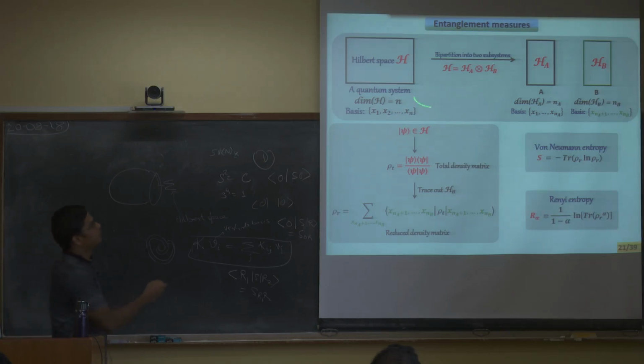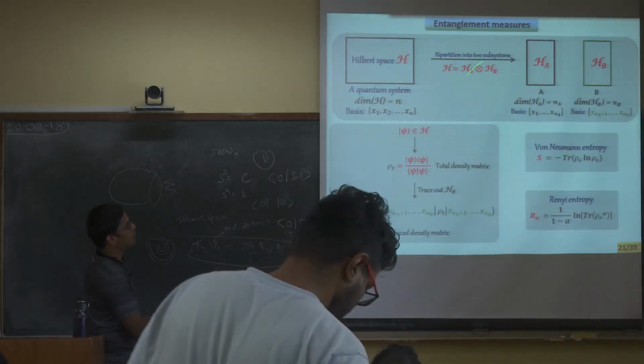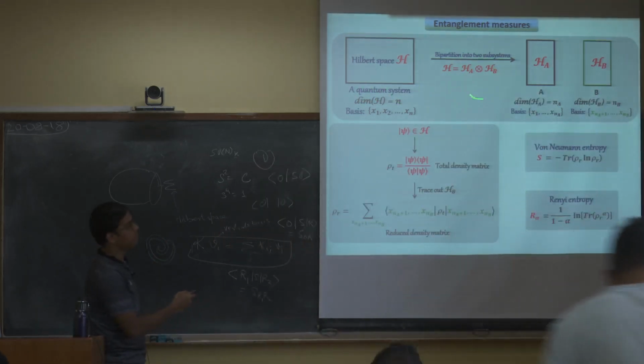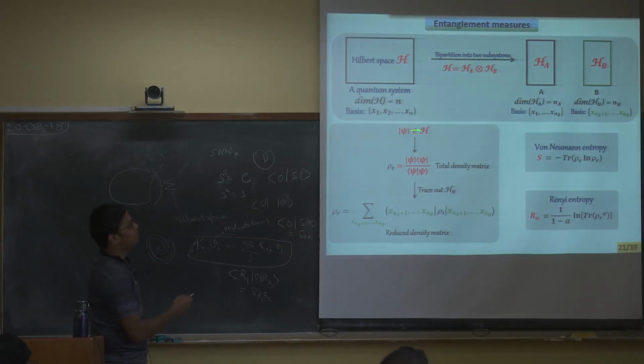So I've just given a slide on how to compute the various entanglement measures. Given a system with Hilbert space H, you can bipartition this Hilbert space into two parts, and you can define a quantum state in this Hilbert space. You can compute the total density matrix using this formula, and you can trace out this part, and it will give you a reduced density matrix. Using this reduced density matrix, we can compute many entanglement measures like von Neumann entropy, Rényi entropy, and so on.